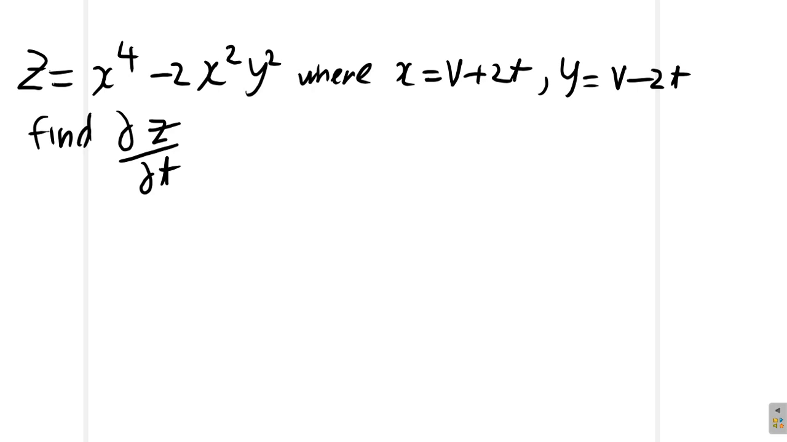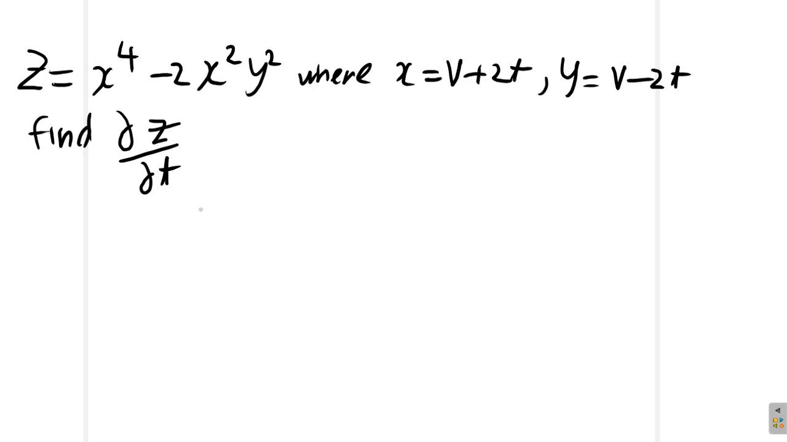Okay, so I see that x is a function, y is a function. We're supposed to find the partial of z with respect to t. We have our x, y, z, and t here. But what about the v? Well, it seems as if v is just a constant, right? It is a number. So let's work it out and see how it goes.